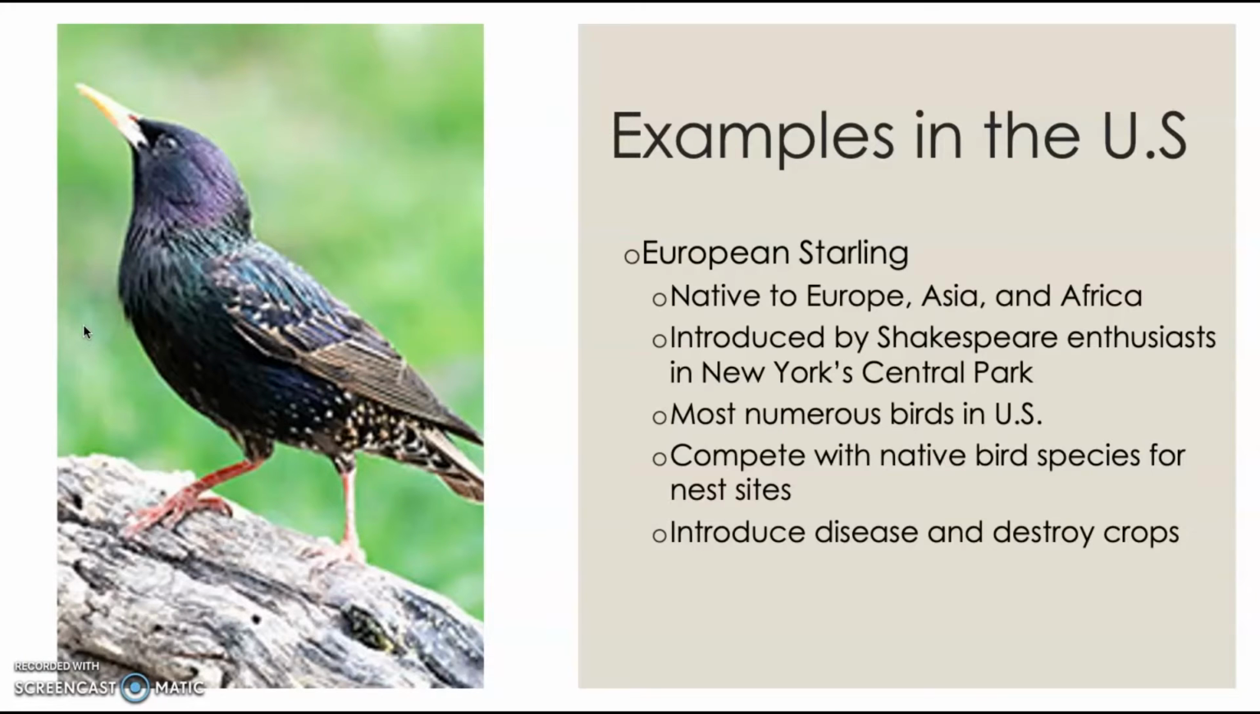Another example in the United States is the European starling. It is native to Europe, Asia, and Africa, and they were introduced to the United States by some Shakespeare enthusiasts in New York's Central Park. They released a couple of these birds, and now this bird is the most numerous in the United States. These are harmful because they compete with native bird species for nest sites, and they also introduce disease and destroy crops.